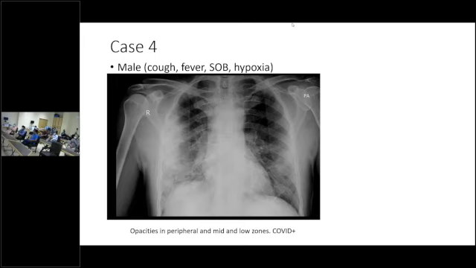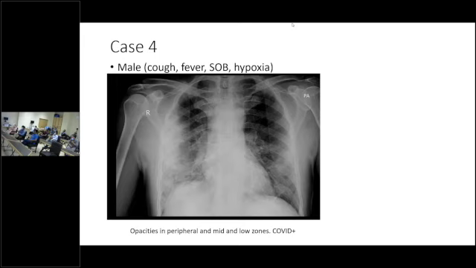So this X-ray, obviously, you can see it's very abnormal. This is a male patient with cough. Yes, so this patient presented with cough, fever, shortness of breath, and hypoxia. So he has all the hallmarks of a possible COVID-19.